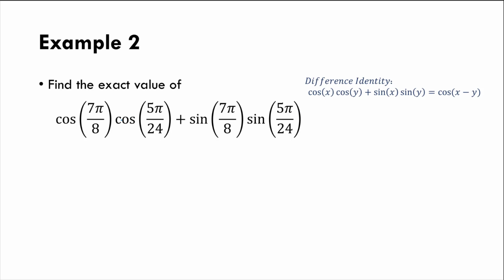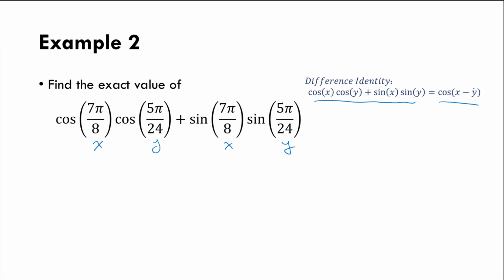So I'm given this real long expression here, but I also know that this kind of looks like one of my identities. In fact, it looks like the difference identity for my cosine. So here I'm going to have 7 pi over 8, think of that as x, and then our 5 pi over 24, we're going to think of that as our y. So this is cosine x cosine y plus sine x sine y, just like we have over here with our identity.